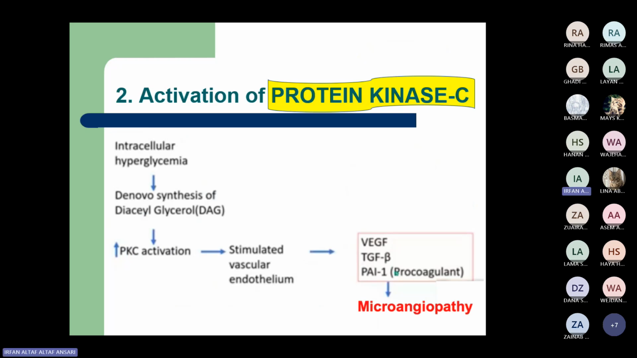Another mechanism is activation of protein kinase C. Whenever there is hyperglycemia, there is de novo synthesis of diacylglycerol, DAG. This DAG leads to protein kinase C activation. Whenever protein kinase C gets activated, it stimulates the vascular endothelium. The stimulated endothelium secretes cytokines, especially VEGF, vascular endothelial growth factor, then transforming growth factor beta, and plasminogen activator inhibitor 1, which leads to a procoagulant effect, and that leads to microangiopathy. This microangiopathy predominantly affects the kidney, retina, and the neurons.